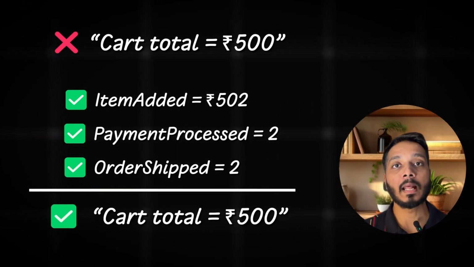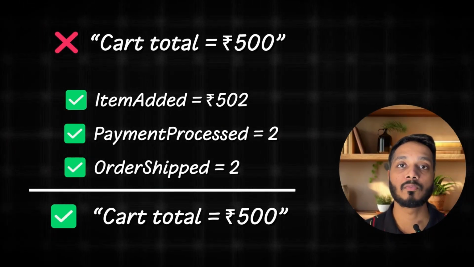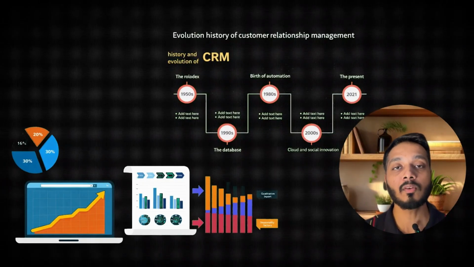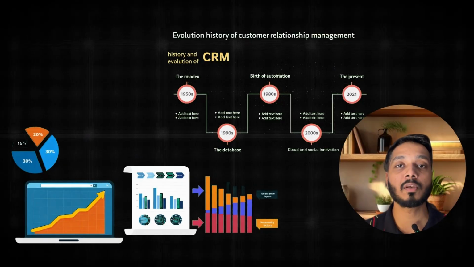So we can build read models from the same event stream that we have built. For example, stock levels, sales report, customer history. One event log, many optimized read models, each built for a specific business need.